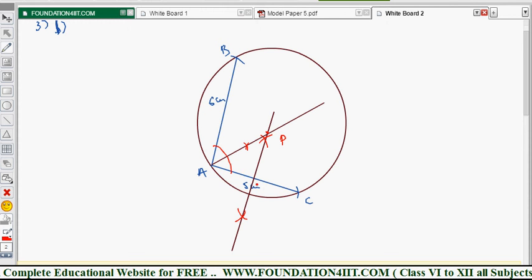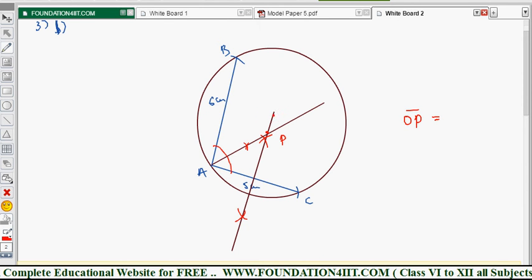And the perpendicular bisector of AC. So P is the point of intersection of the angle bisector and the perpendicular bisector. The common point of the angle bisector as well as the perpendicular bisector is P. Now according to the question, they're asking OP, the distance from O to P.